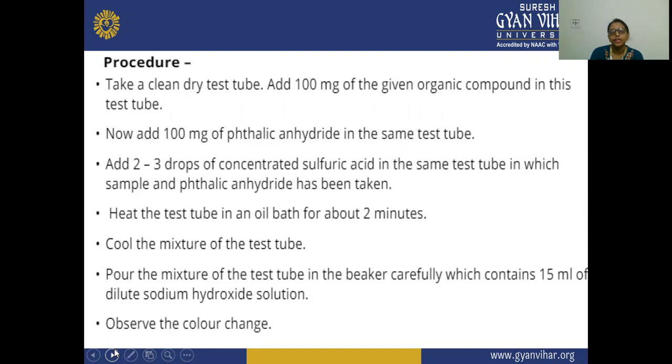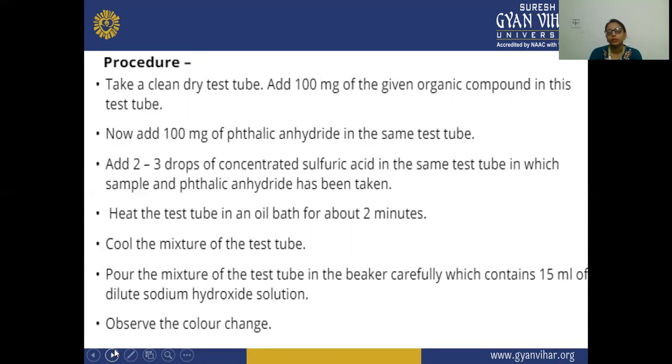After that, we are heating it in the oil bath for 2 minutes. And after 2 minutes, we are cooling it. After cooling, this test tube is then transferred into the beaker which already contains 15 ml of dilute NaOH, that is sodium hydroxide solution. And after that, we are observing the color change.